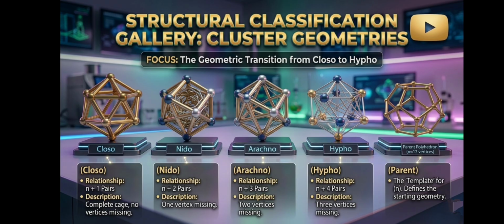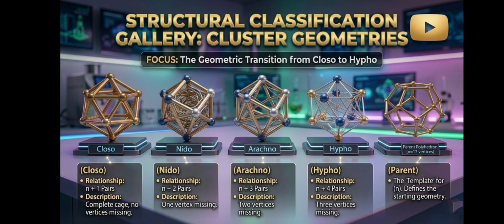Next is nido, which follows the n plus 2 pair relationship. You will notice the word nido means nest-like. This is because we have one vertex missing from the parent shape, leaving behind a more open bowl-shaped structure.